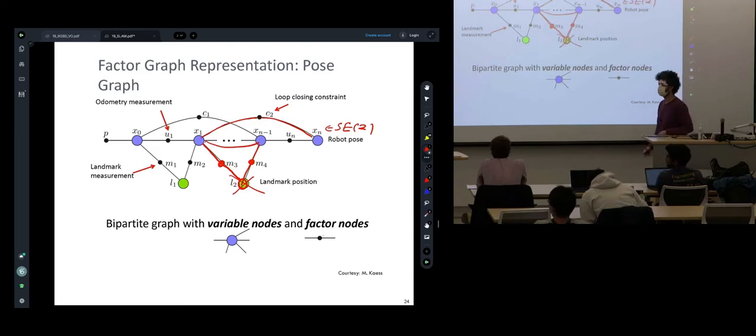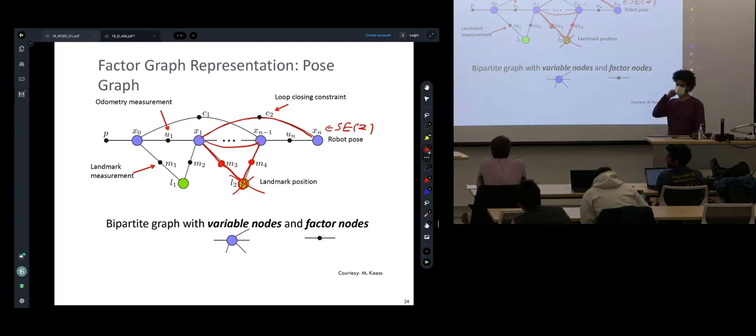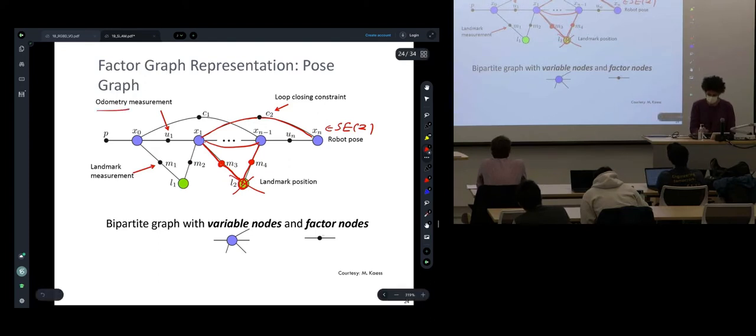Okay. So if we're talking about a loop closure constraint, it cannot only come from lidar, but also, for example, odometry measurements will be part of that. Right. This is coming from odometry, U1.